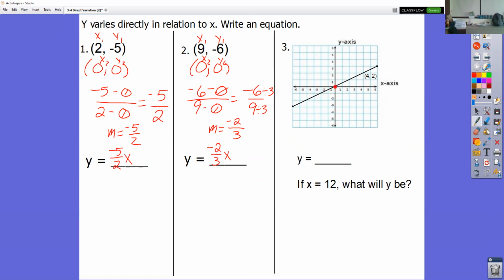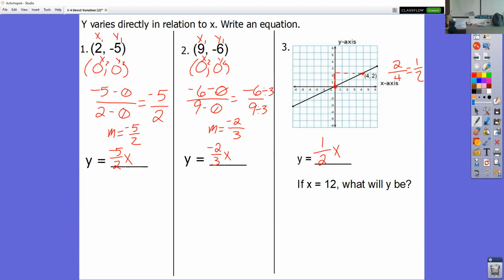And so then when we're looking at the graph, as we did earlier, the origin is 0, 0, and the other point is the point 4, 2. So we go up 1, 2, and over 1, 2, 3, 4. So we have a rise of 2 and a run of 4, which simplifies to 1/2. So y equals 1/2 times x.